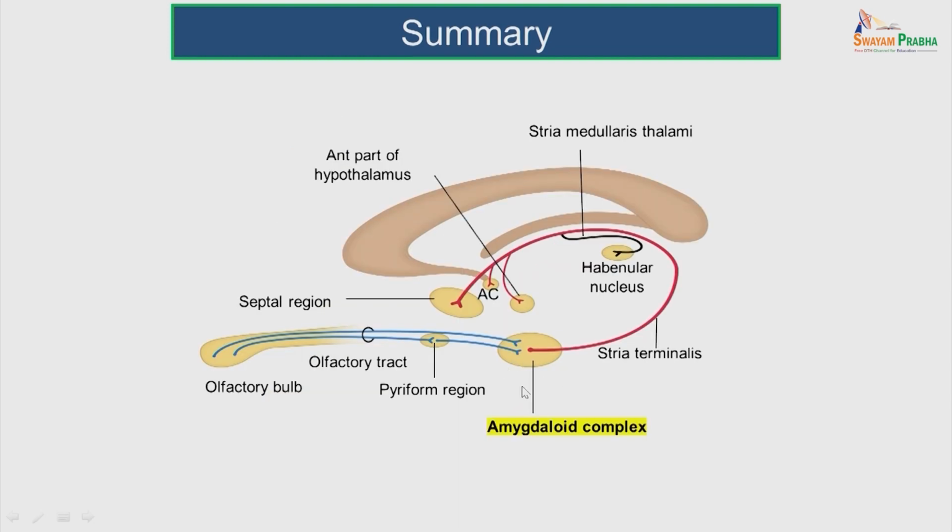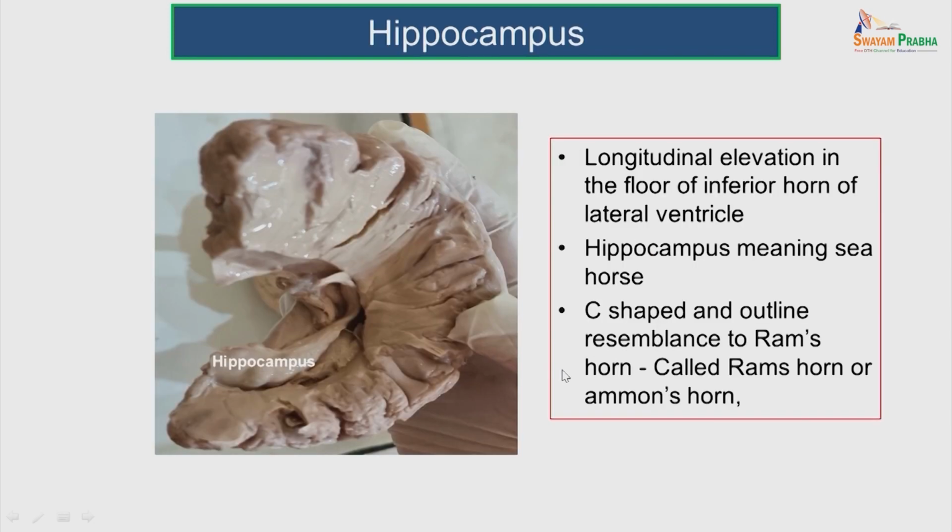Then the amygdaloid, which receives the connections from the olfactory area, through the stria terminalis it is connected with the habenular nucleus and the hypothalamus and the septal region.